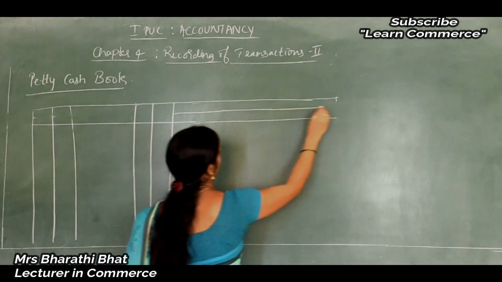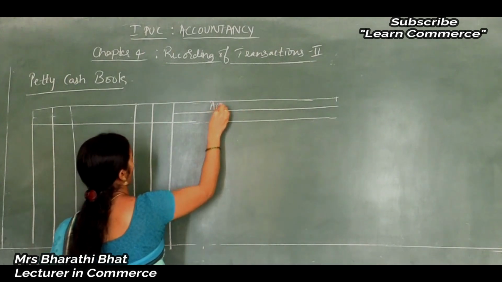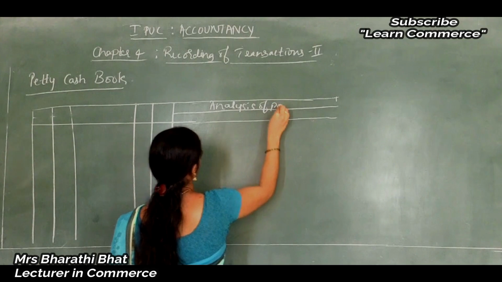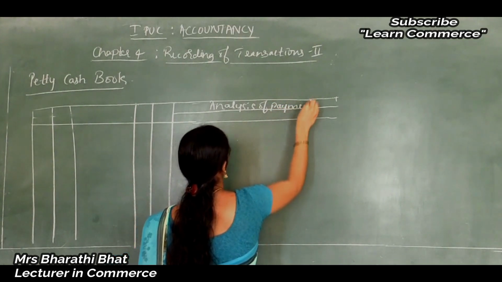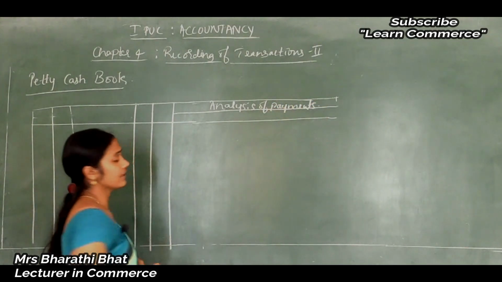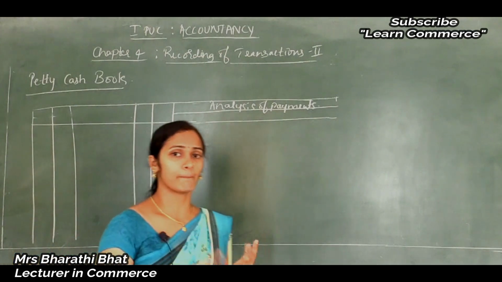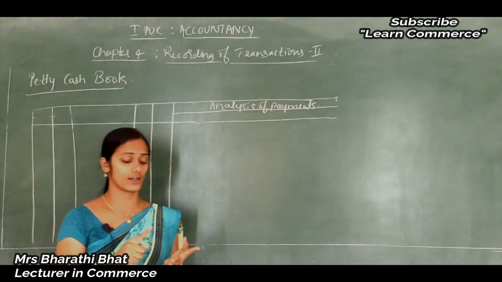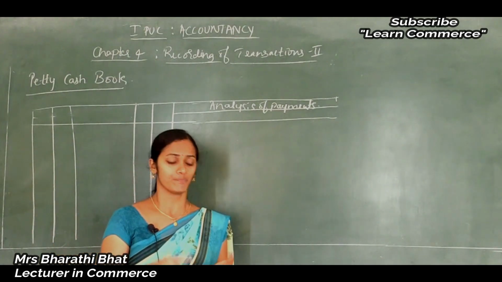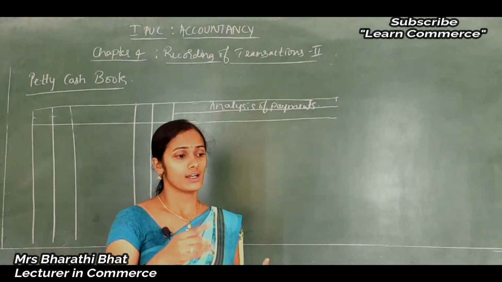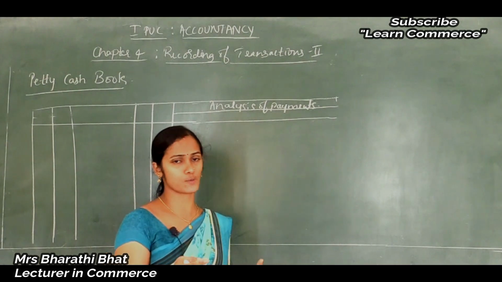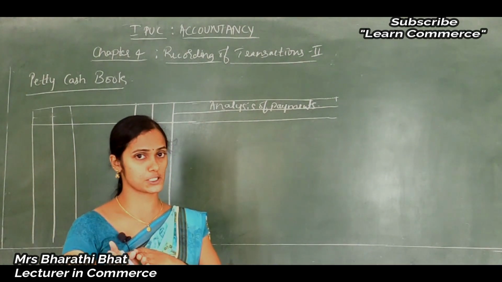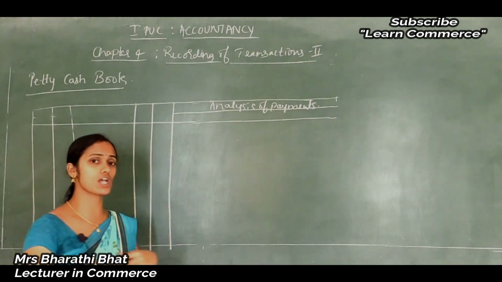See, this is what? Analysis of payments. Maybe in a month, the petty cashier spent amounts for postage, telegram, or printing and stationery, or for conveyance, means transportation charges, and the last column for miscellaneous expenses. Okay, miscellaneous means other expenses.